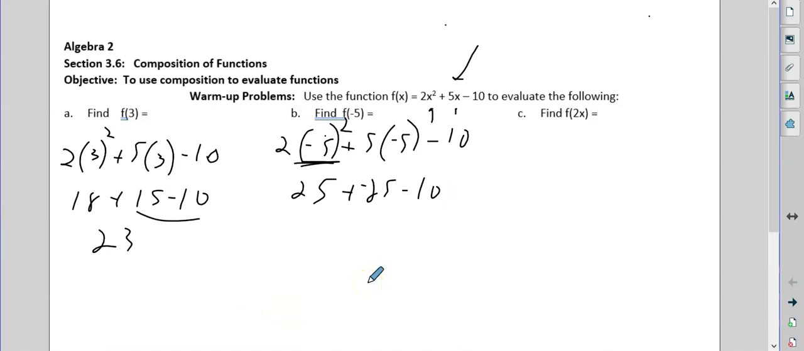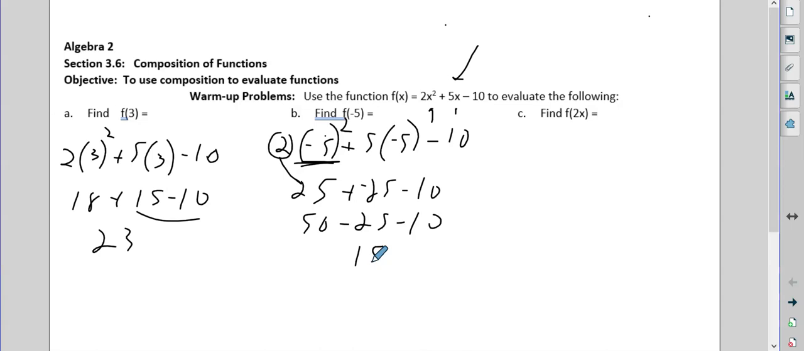Now, here's why checking the calculator is a good thing, because this is going to give me negative 10 for an answer. And I realize I made a mistake somewhere. Where did I make my mistake? Maybe you see it already. I forgot my 2. So 2 times 25 is 50 minus 25 minus 10, and that's going to be 15. So again, I make mistakes too. I forgot the 2. But I had checked on the calculator and I realized I screwed up somewhere. So I double checked my work and found my error.